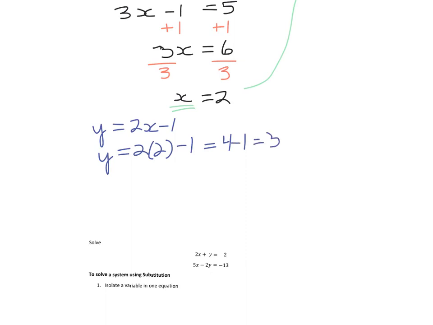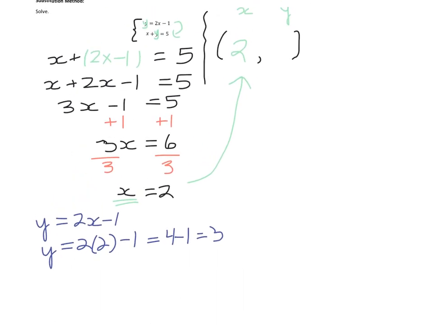Okay, so now we have our ordered pair. Let's put the 3 up where it belongs. And our solution now is (2, 3). (2, 3) is our solution. Let's check our work.